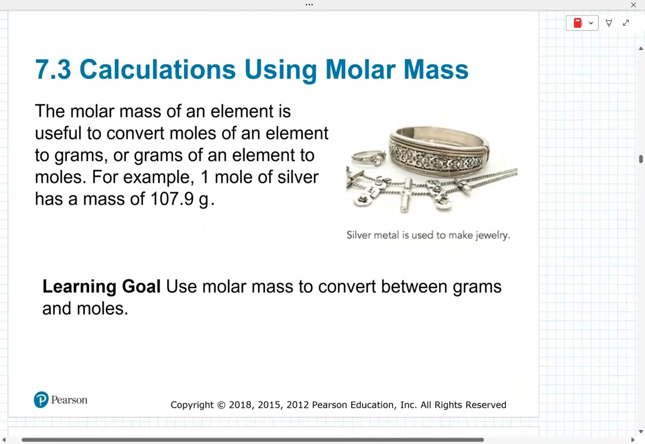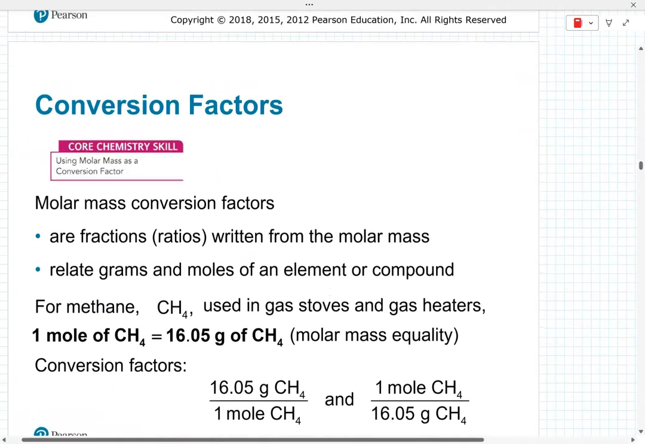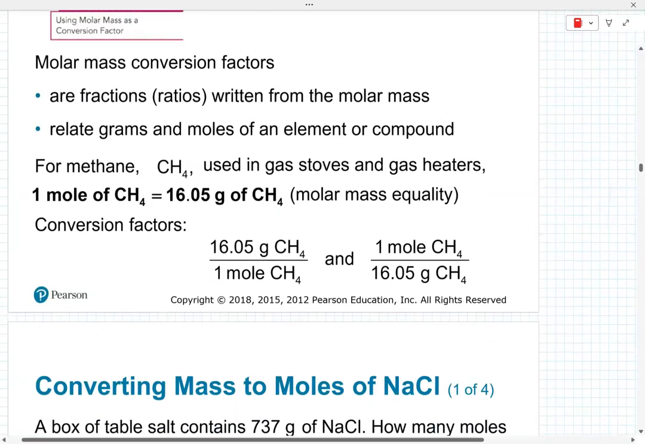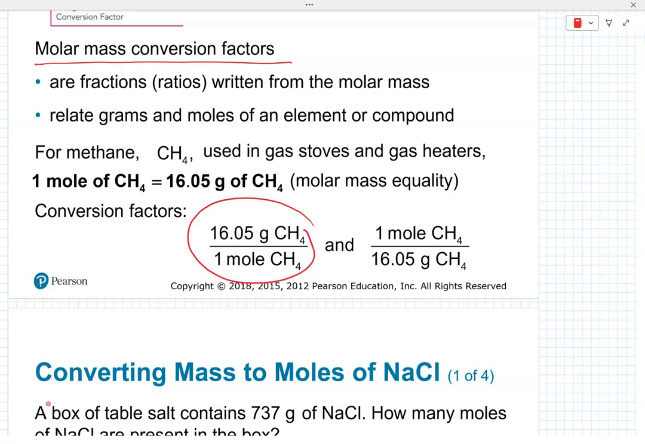So first of all, you got to figure out how to convert between the mass of something and moles of something. So molar mass is essentially a conversion factor. We already talked about it. And you can write it both ways. It all depends on what result you want. Okay?